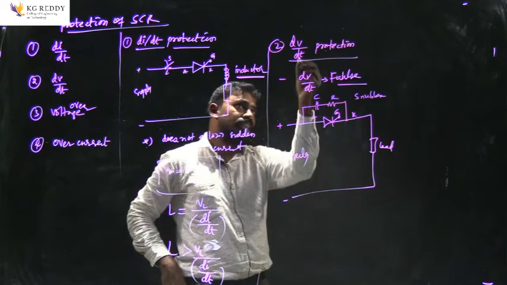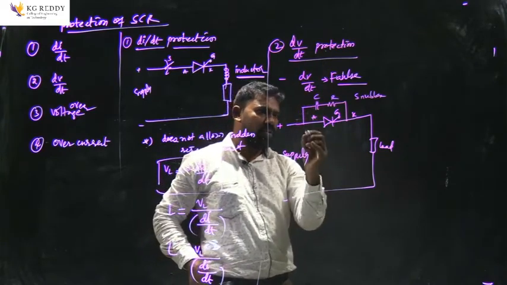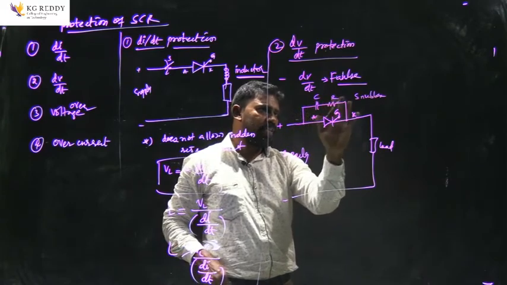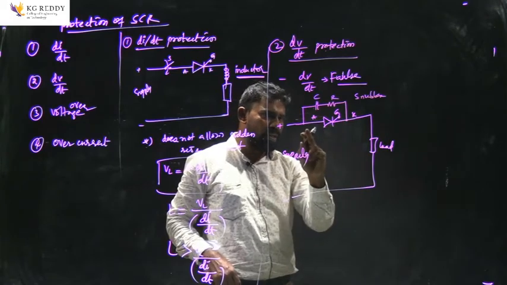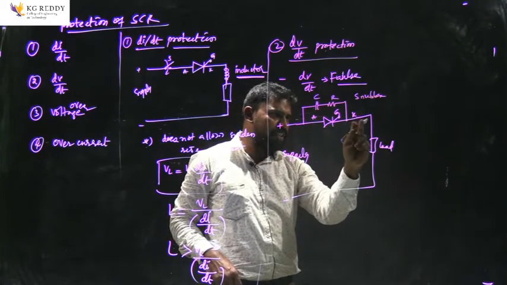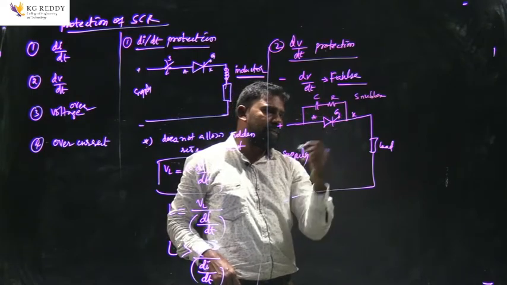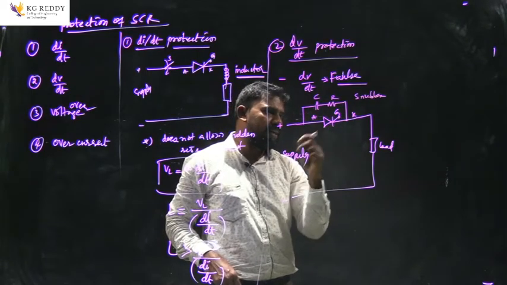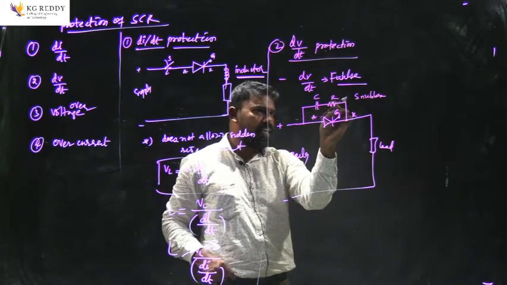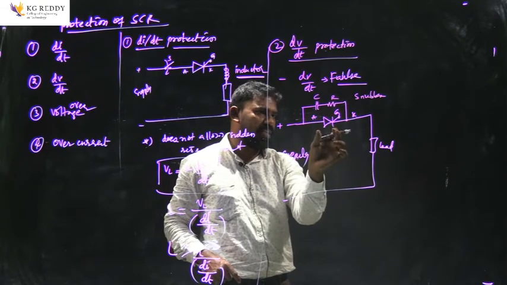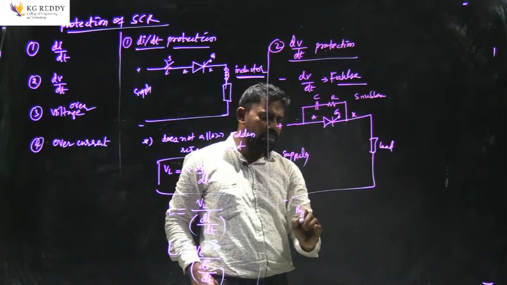When there is a sudden rise of voltage due to the rate of rise of voltage in the circuit, if this snubber circuit R and C combination does not exist in the circuit, the entire current passes through this circuit. Due to this dV by dt, the SCR may be damaged. Now you can see, by connecting a capacitor and resistor series combination across the SCR, this snubber circuit can bypass the voltage.